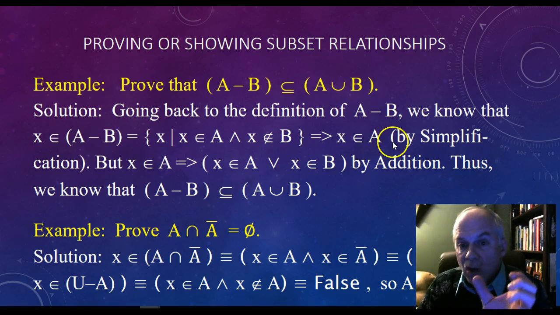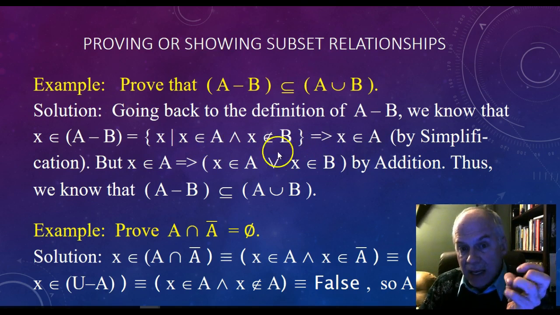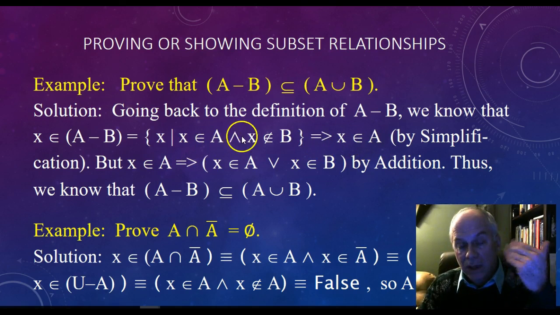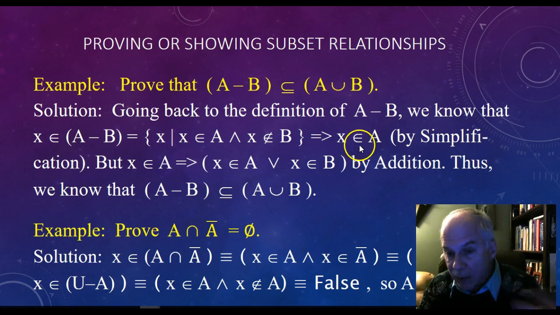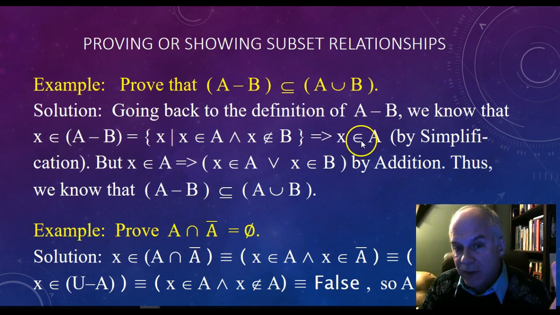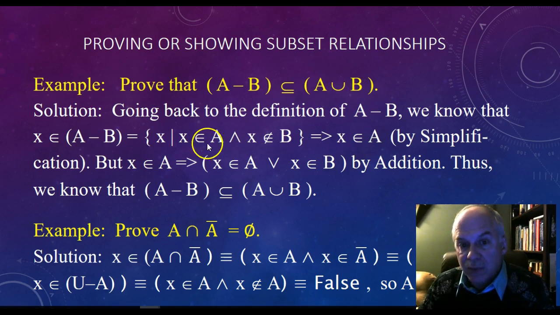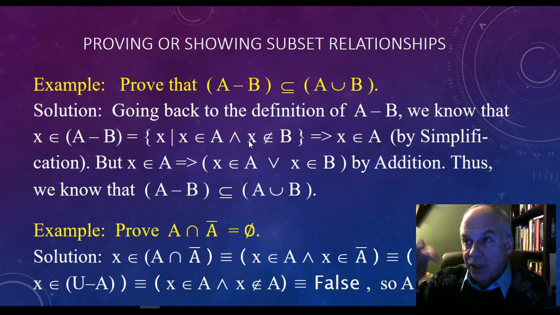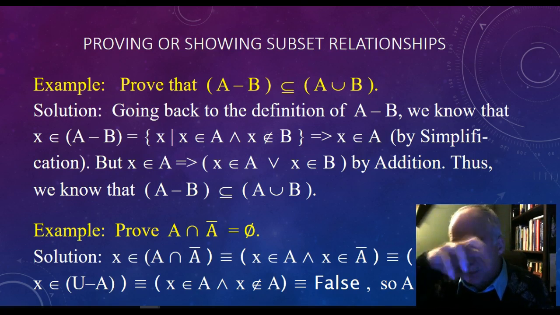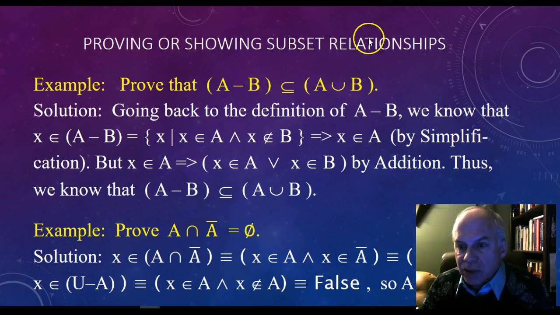All right. Well, if it's in A and not in B, then it's also in A. We know it's got to be in A, and this is a logical simplification. This is a rule of inference that says if we have an and, we can just remove part of it and still have a true statement because both are true, so we know that one separately is true. That's called simplification.